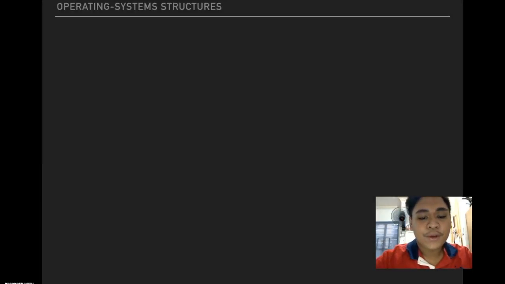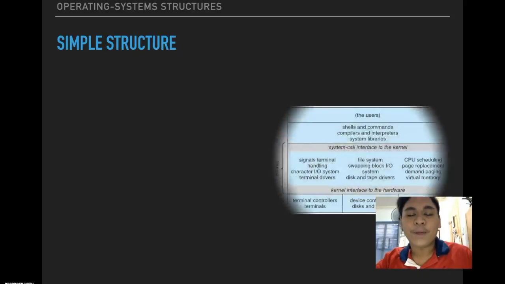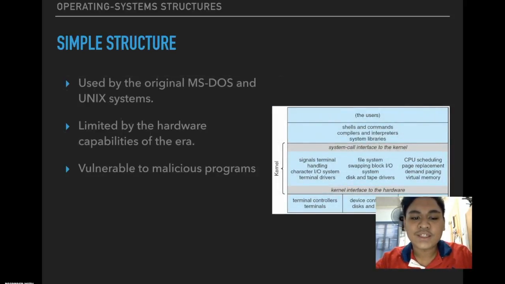The first structure that we're going to discuss today is the simple structure. This type of operating system structure was used by the original MS-DOS and Unix systems during the early stages of the development of computing technology. This type of structure was limited by the hardware capabilities of its era, most especially the input and output devices and ports. This type of structure is also vulnerable to malicious programs.